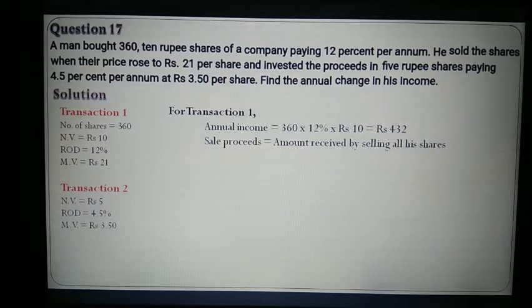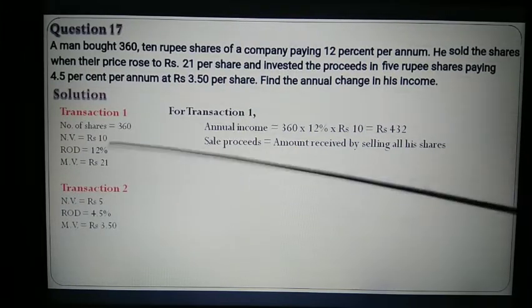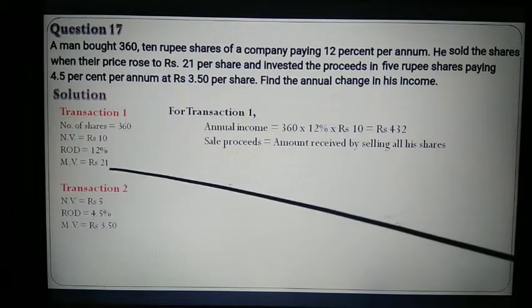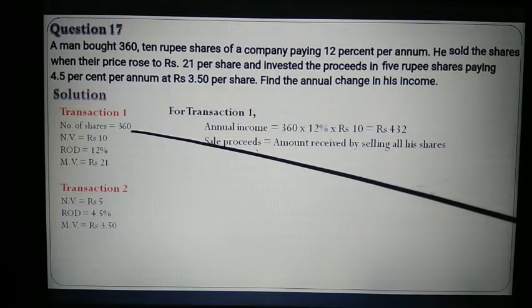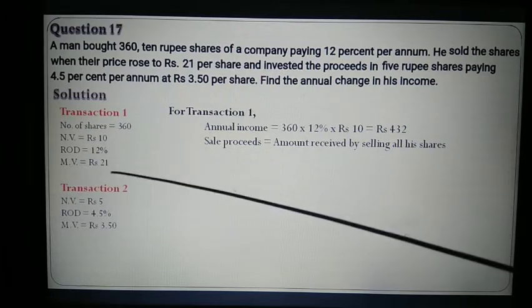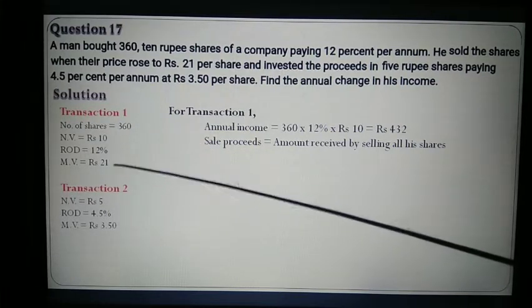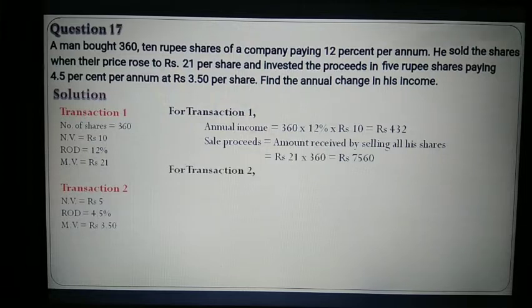When he sells one share, he is earning rupees 21. But how many shares are there? There are 360 shares, so the amount received by selling all the shares will be 21 into 360, which is 7,560. So this is the sale proceeds.